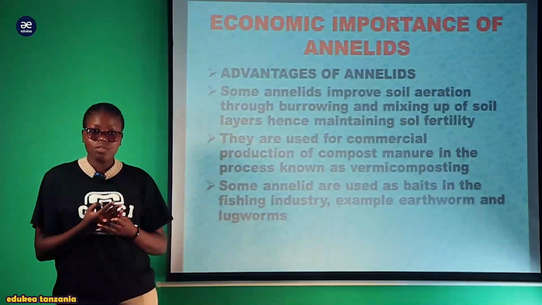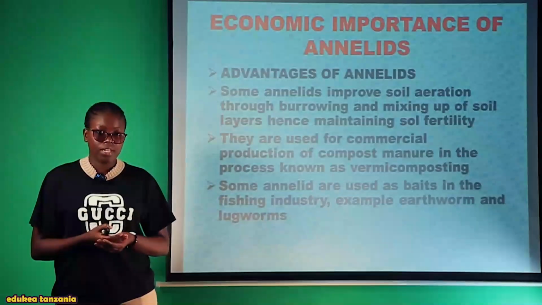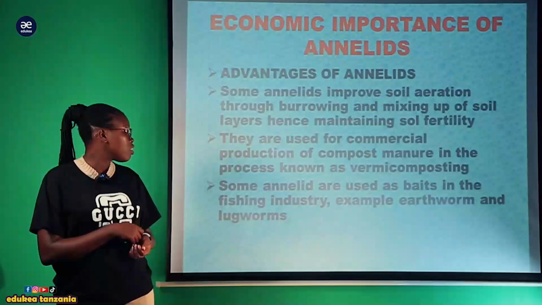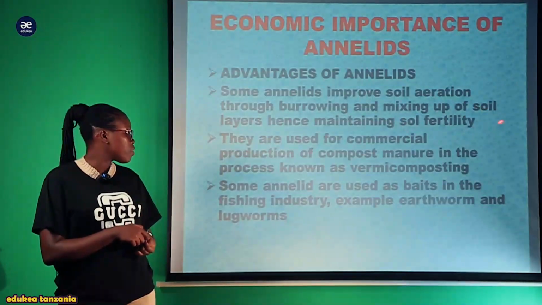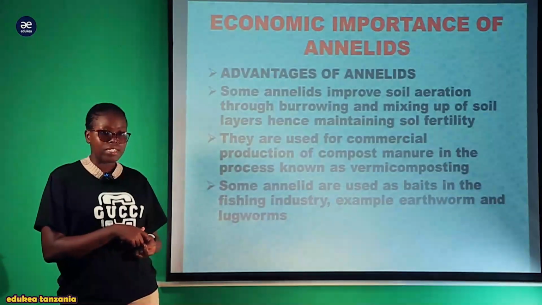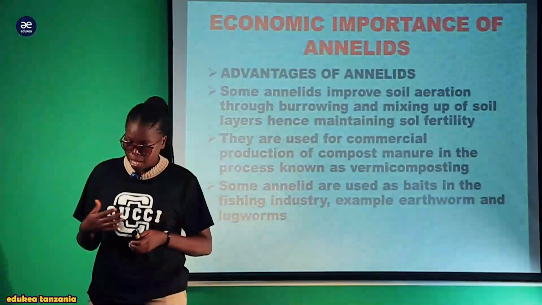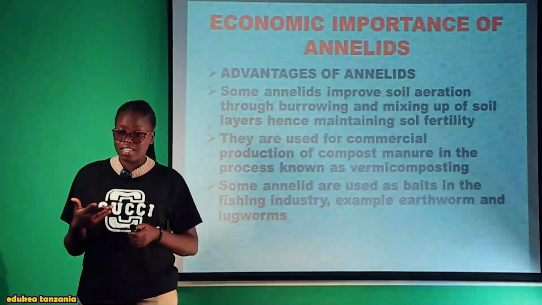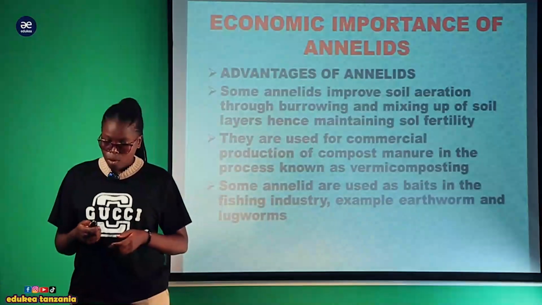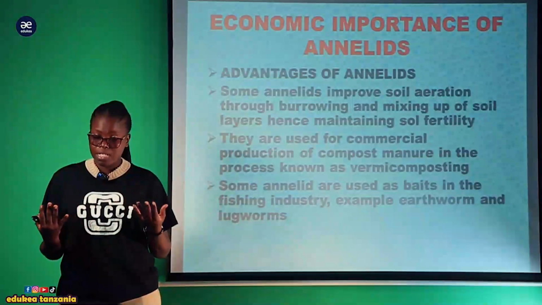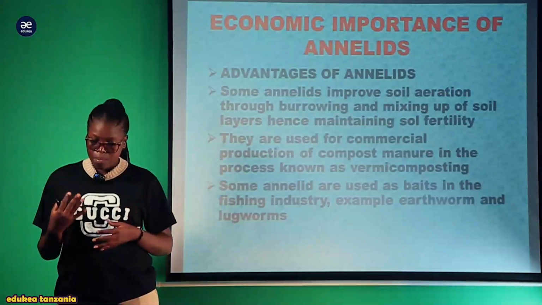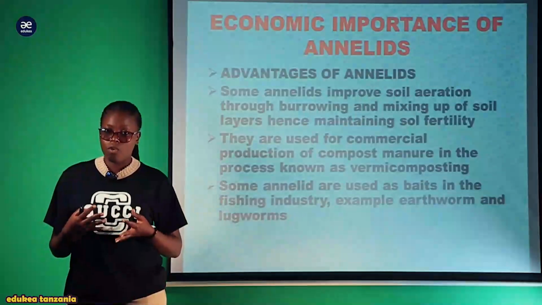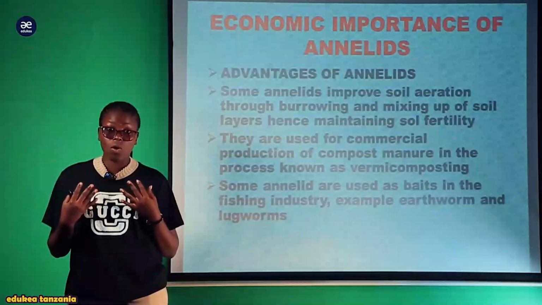So now let us look at the economic importance of the phylum Annelida, starting with the advantages. Some annelids improve soil aeration through the burrowing and mixing up of soil layers, hence maintaining soil fertility. For example, these earthworms help in increasing aeration. Aeration helps in increasing the drainage of the soil, and since most of them are found in moist soil, they help in mixing up the soil and increasing soil fertility, so farmers can cultivate and get good harvests.